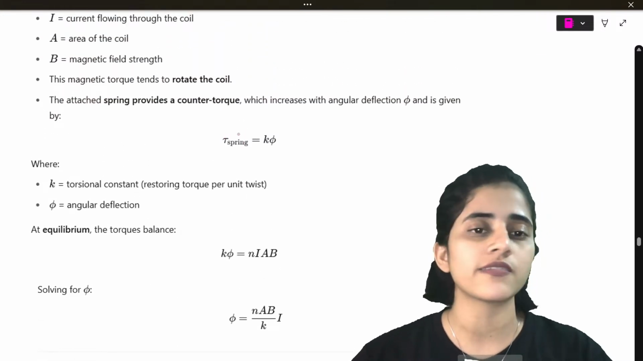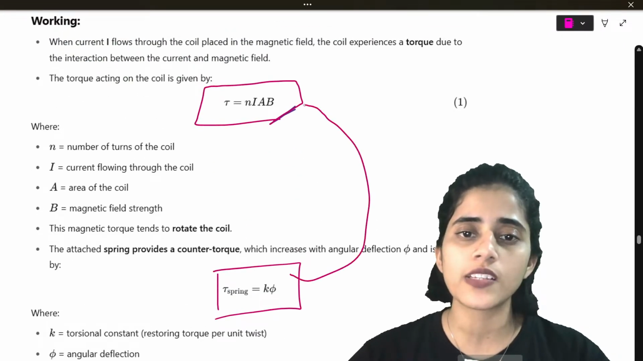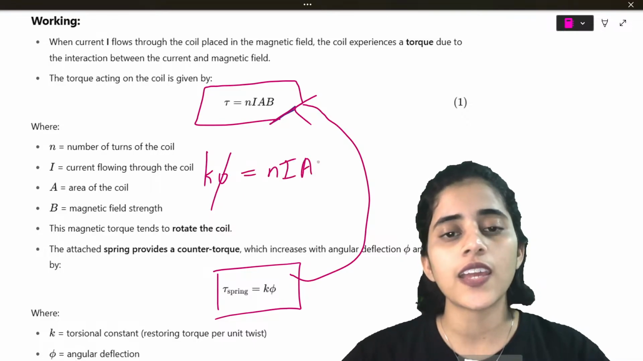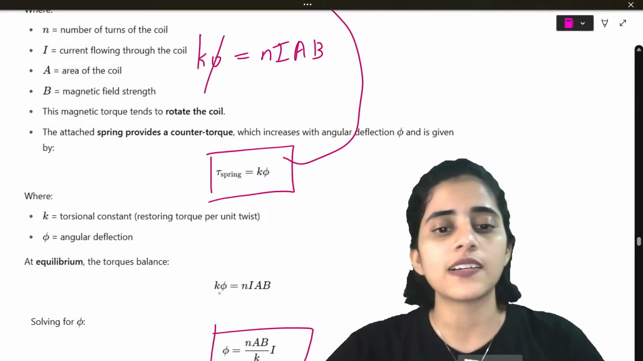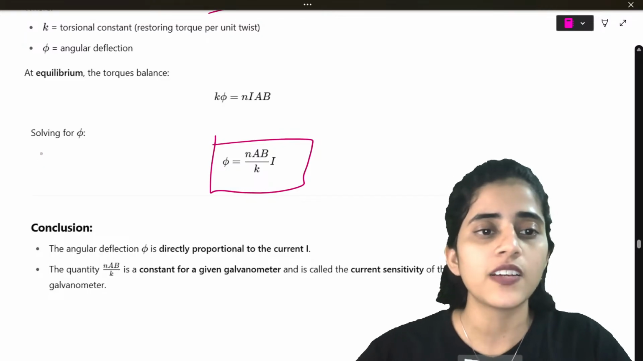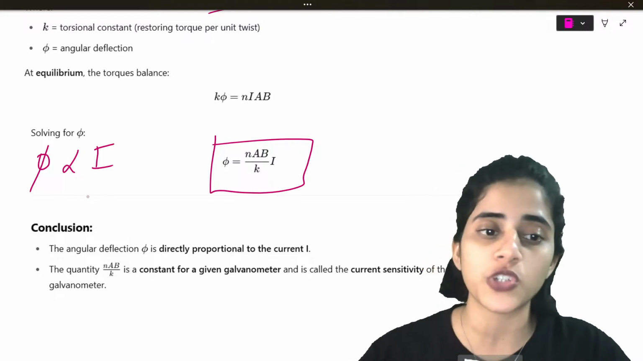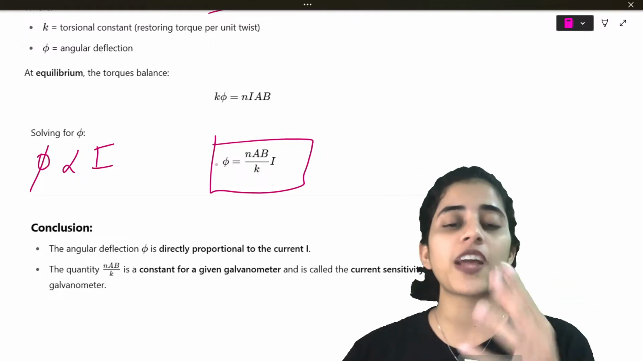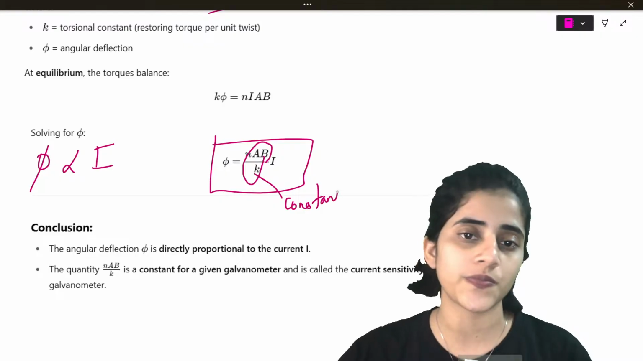The restoring torque of the spring is K phi. If you equate these two, you will get K phi is equal to NIAB. From this, you can get the equation phi is equal to NAB by K into I. So it's very clear that phi is directly proportional to I, which means the angular deflection is directly proportional to current. For angular deflection to be proportional to current, NAB by K should be a constant as well.